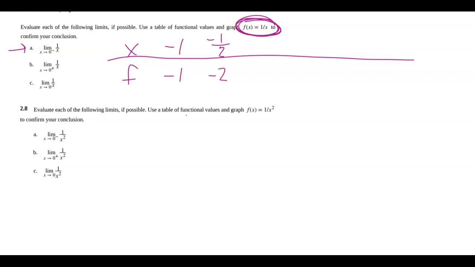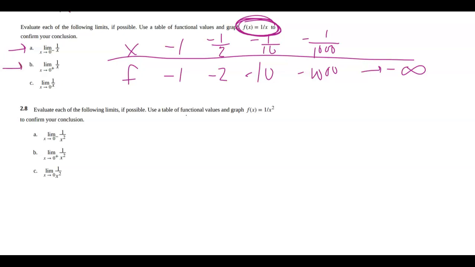Let's get even closer to 0. So I need smaller negative numbers like -10. Well, the reciprocal of that number would be -10. I could get even closer to 0 from the left and say, let's go to -1,000. Well, the reciprocal of that is going to be -1,000. So notice as x gets smaller and smaller, f gets more and more negative, or is going to approach negative infinity.